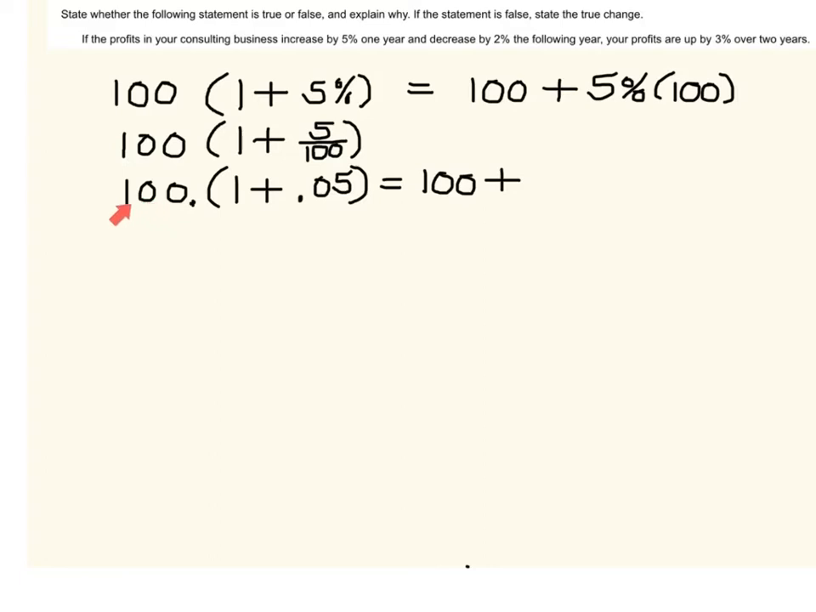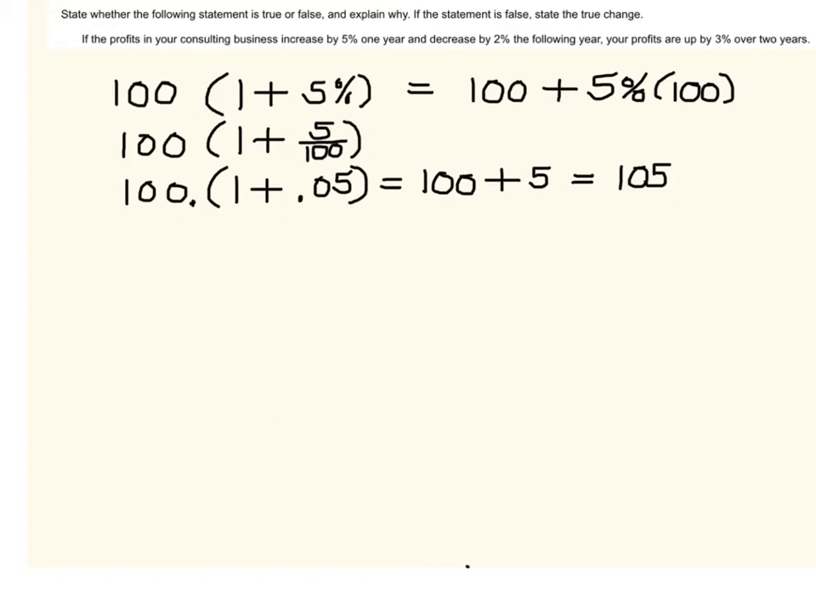So if we multiply 100 times 0.05, we could move the decimal place to the left twice, turning the 100 into a 1. But if we move it to the left twice here, then we've got to move it to the right twice here to cancel each other out. And we end up with 1 times 5, which is 5. So 5% of 100 is 5. And 100 plus 5 is 105. So we end up with 105 at the end of the first year. So if they're $100 to start, then after that 1 year, they'll be 105.